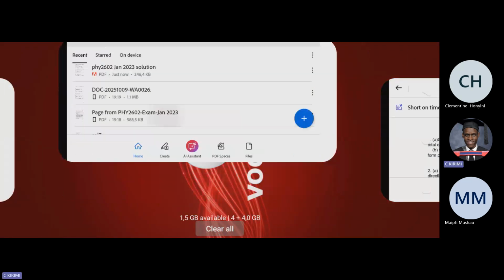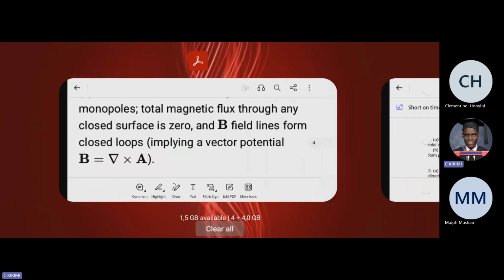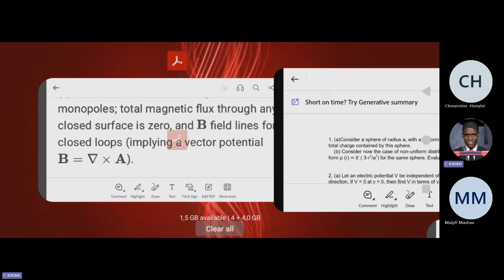All right, I think I found it. Let's start. I found the document.